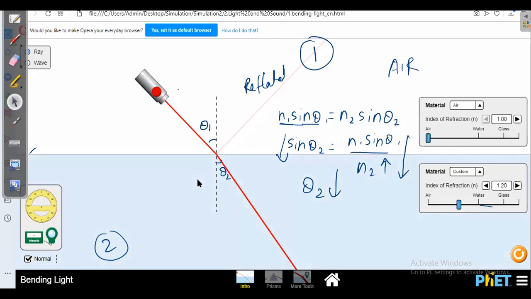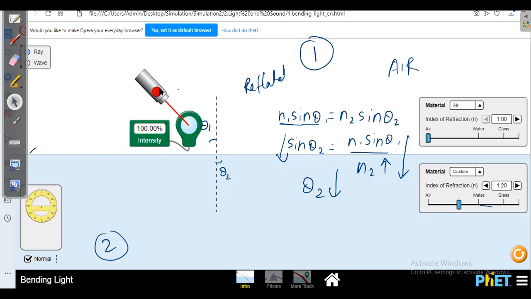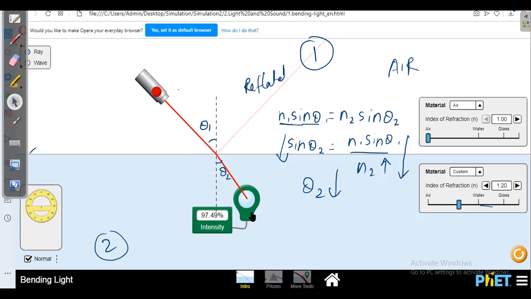Now I am going to measure how much light I am getting. In medium 1, near the source, you are getting 100% light, and you are passing that to the other medium. When you are passing it to the other medium, 97.5% light you are getting. That means the remaining light is reflected. Around 2.5% is reflected.